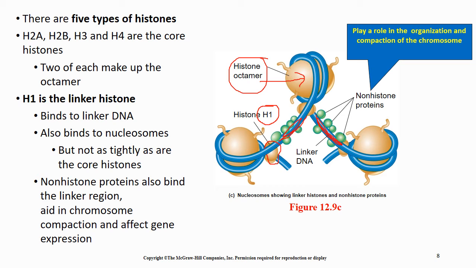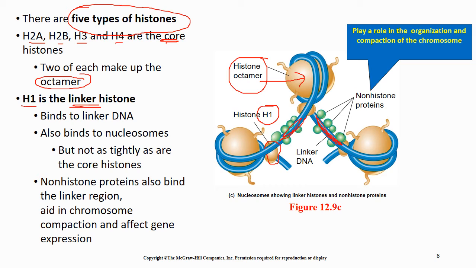I know we've discussed it on the previous 2 slides, but altogether there are 5 different types of histone. 2A, 2B, 3, and 4 are part of what we like to call the core histones. 2 of each, so they make an octamer, and then H1 is going to be a linker histone, and that's because it's going to be binding to the linker DNA.